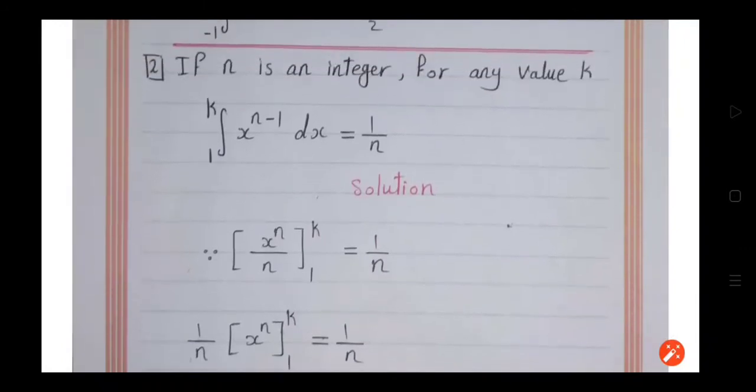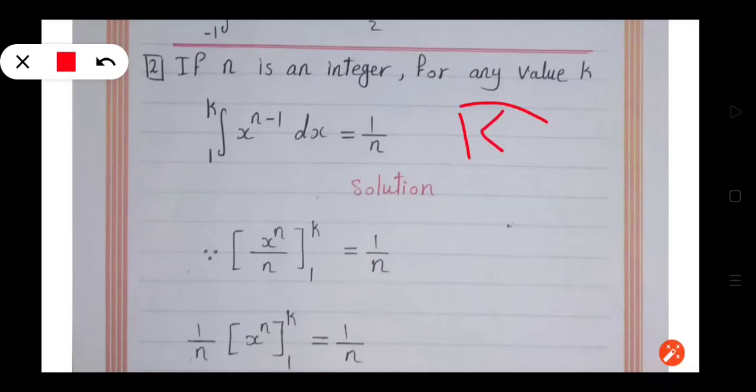Example 2. If n is an integer, for any value k, satisfy the following integral. The definite integral from 1 to k for the function x power n minus 1 dx equals 1 over n. Find the value of k. The left hand side is a definite integral. To find this value, we have two steps. First, we should find directly the value of the integration. Second, we substitute by the upper limit and lower limit.